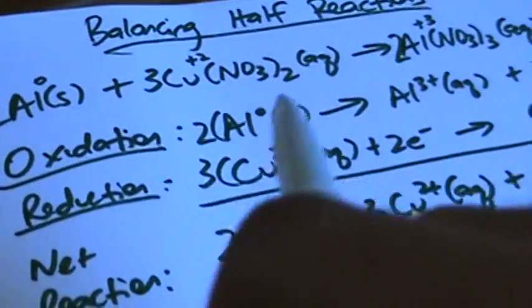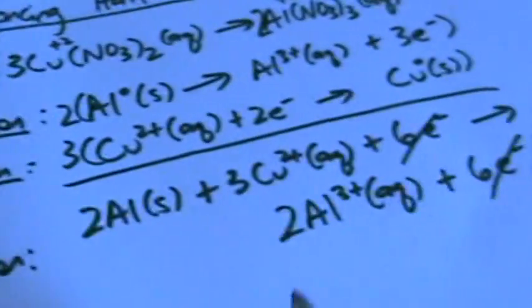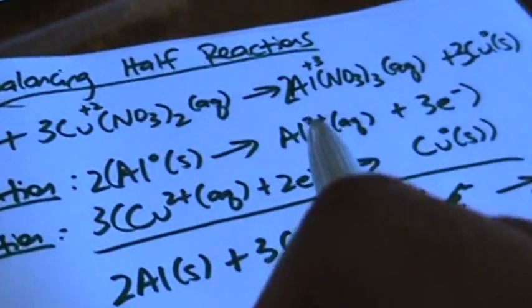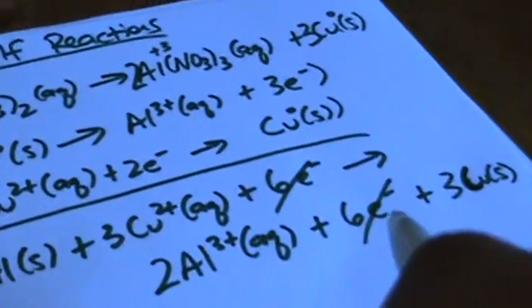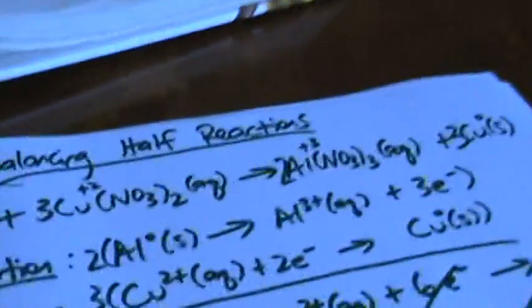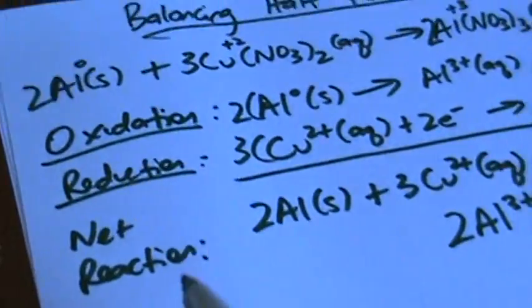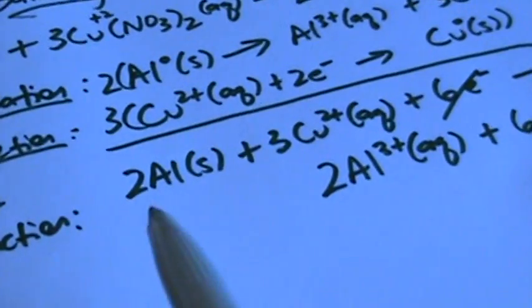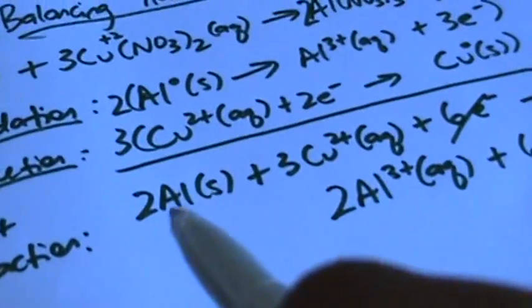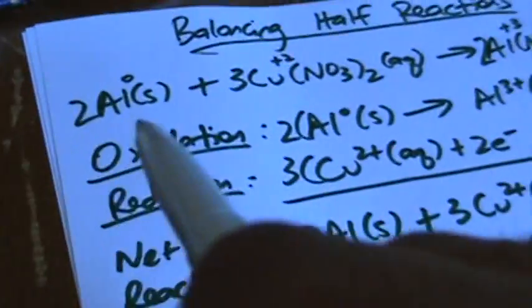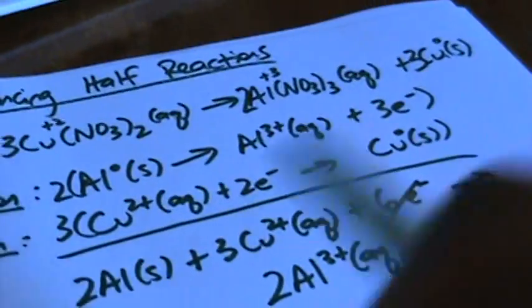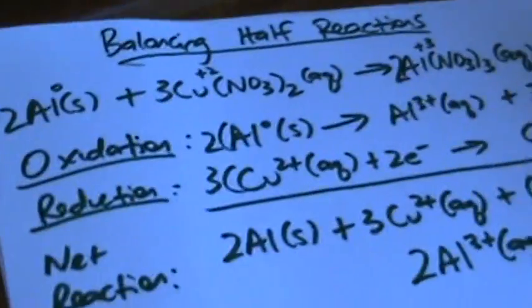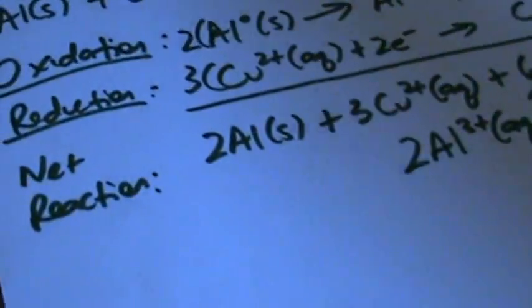Remember here, nitrate is a spectator ion. It doesn't do anything. 2 Als, 2 Als. 6 electrons cancel out. 3 Cus, 3 Cus. So, using the oxidation reduction half reactions, we not only get the half reactions, but apparently, which obviously we should realize, we get the coefficients for the overall equation as well, if we forgot to balance the equation. Alright, that's the end of this video.